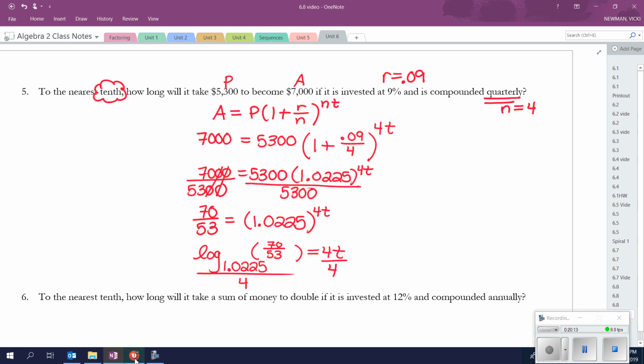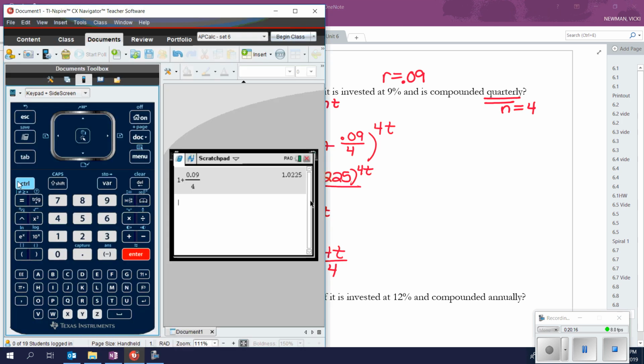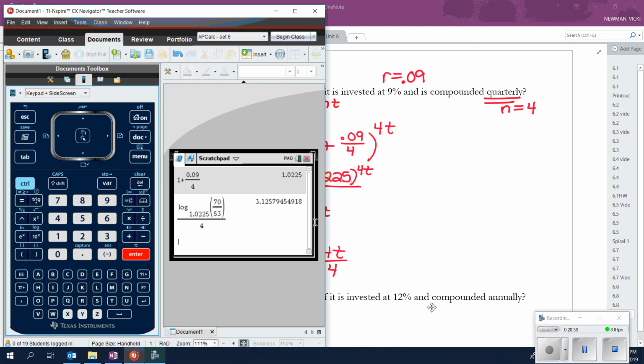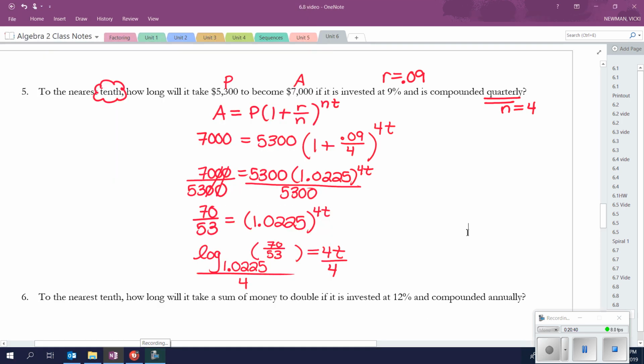So let's check it out. Get a fraction here. Log base 1.0225 of 70 over 53 divided by 4. 3.1257. Where did it want us to round to? Tenth. So 3.1. So t equals 3.1 years. Fabulous.